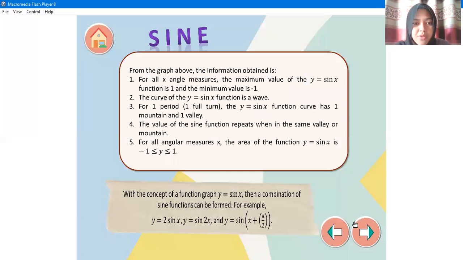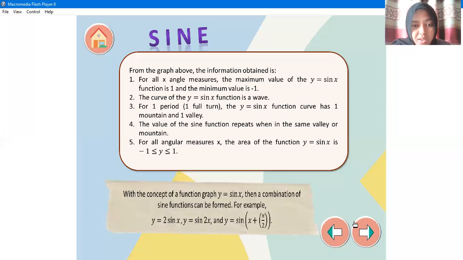Okay, go to next. From the graph of sine, the information obtained is: the first, for all angle measures x, the maximum value of the function y equals sine x is 1, and the minimum value is -1. The second, the curve of the function y equals sine x is a wave. The third, for one period, one full term, the curve of y equals sine x has one mountain and one valley.